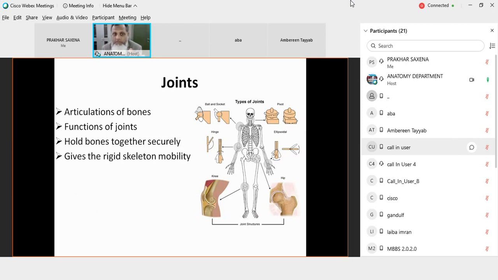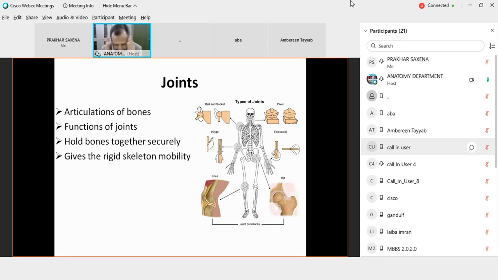One, to hold the bone securely or tightly in position, as well as provide the movement, the mobility. This is the purpose of the joint. And you know that when there is mobility, it is at the cost of stability. So obviously you have to compromise one thing to achieve the other. And in some parts where stability is required, the mobility is zero.